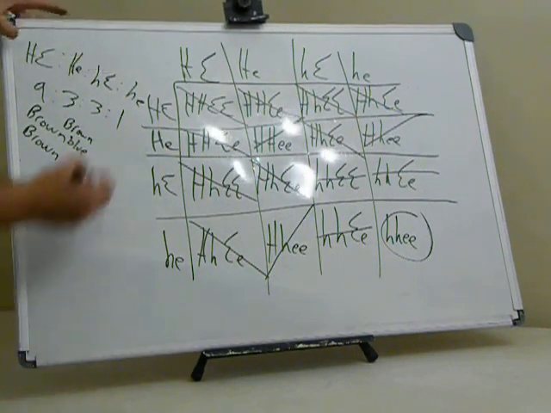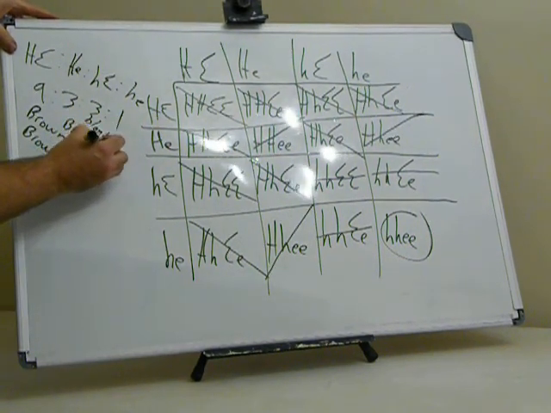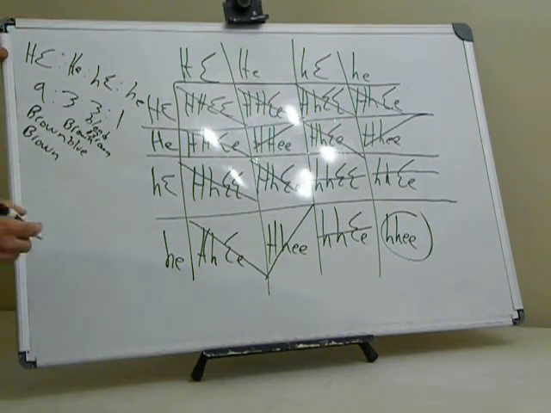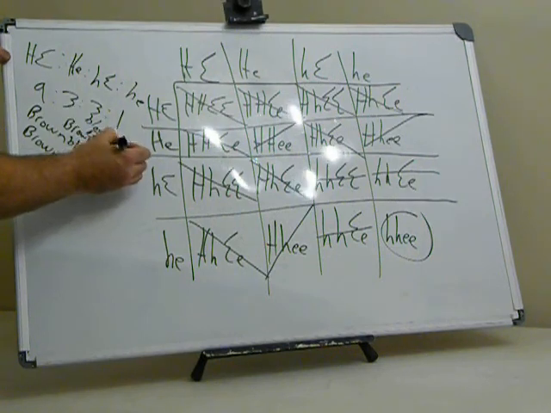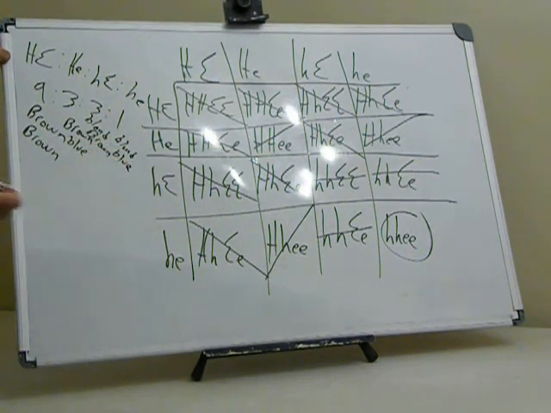Little h big E means blonde hair, brown eyes. So 3 blonde-haired, brown-eyed kids. And over here, 1 blonde-haired, blue-eyed kid. So what we're looking at is the odds of a blonde-haired, blue-eyed kid coming from two parents who are brown-haired and brown-eyed is 1 in 16.